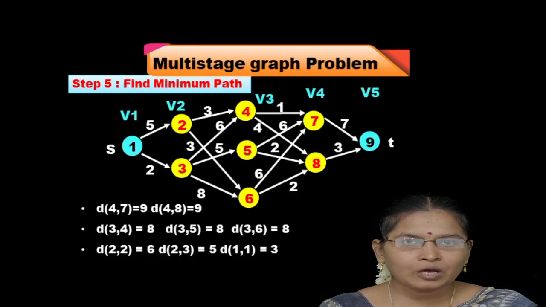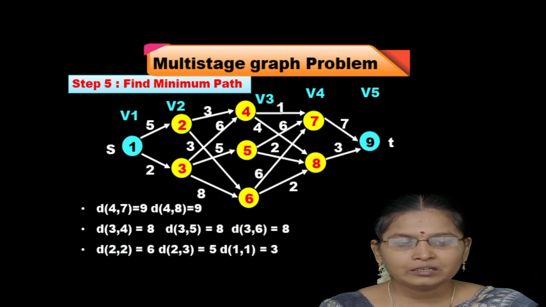Next step, we have to find the minimum path. So, for that, we have to find D of 4, 7. The node which gives the minimum value. We already noted the minimum node that gives the minimum value. So, D of 4, 7 is 9. D of 4, 8 is 9. D of 3, 4 is 8. D of 3, 5 equal to 8. D of 3, 6 equal to 8. D of 2, 2 equal to 6. D of 2, 3 equal to 5. And finally, D of 1, 1 equal to 3.